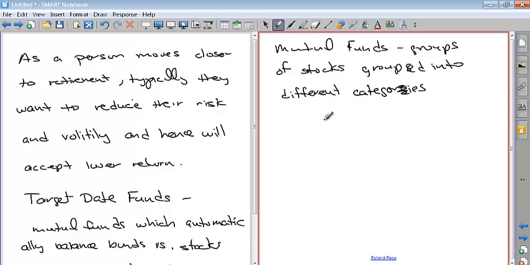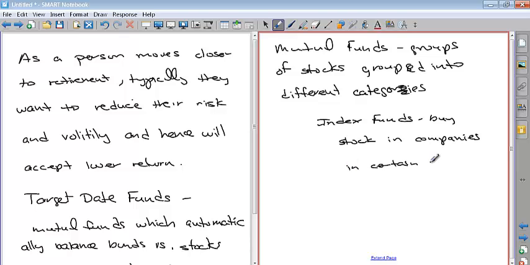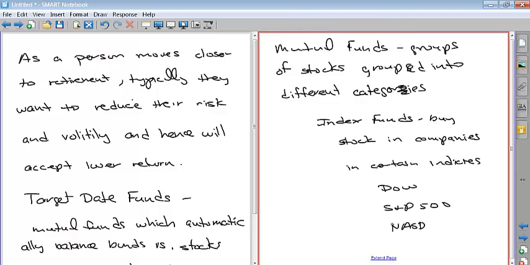There's a subset of mutual funds called index funds, and index funds buy stock in companies in certain indices. What that means is like the Dow. That's a group of stocks. It might be the S&P 500, which is the 500 largest companies. There could be NASDAQ. That's another. And there's more of this kind.